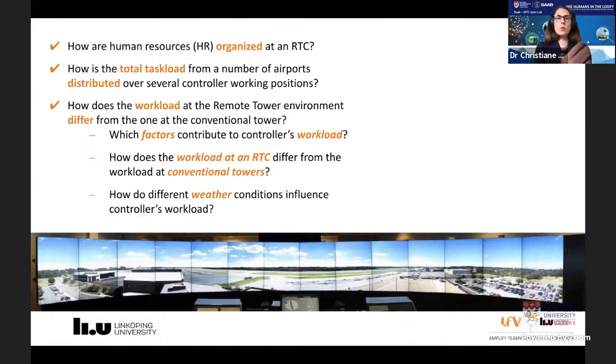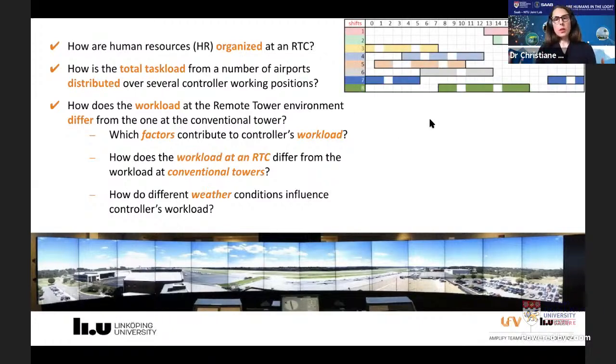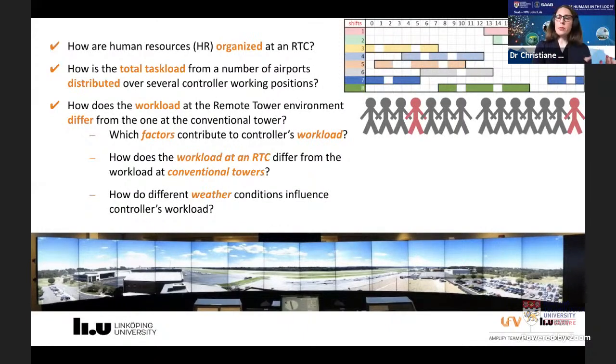Okay, so let's briefly summarize the research questions that we had. For answering how we can organize the human resources and how we can distribute the work at the different airports to the controller working positions, we designed an optimization framework to construct optimal shifts, for example, with respect to the number of controllers and also looking at other objectives. Then we wanted to look at the difference of workload between the remote tower environment and the conventional tower. The first question was, which factors contribute to the controller's workload? There we looked at the critical events, both from the average controller rating and the maximum controller rating.